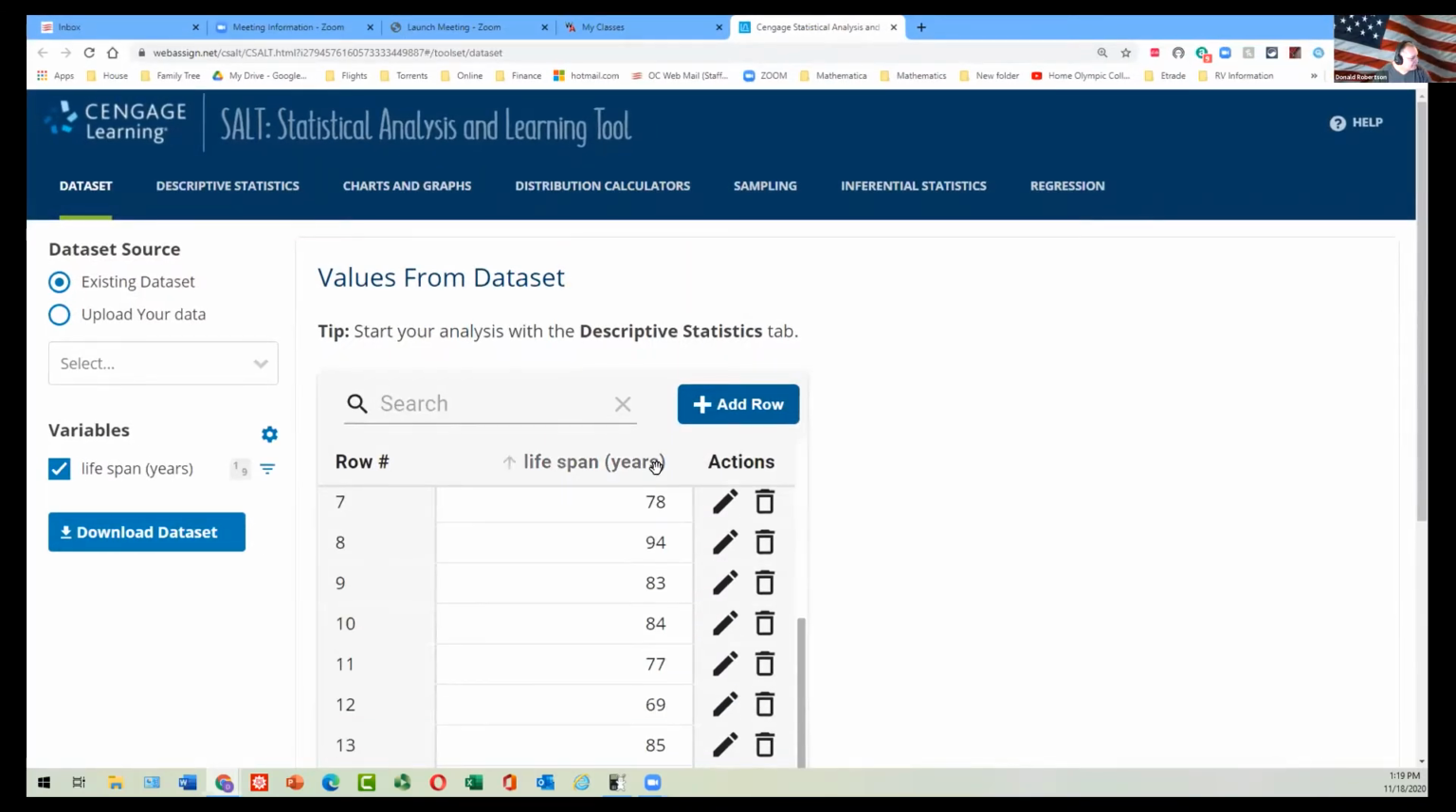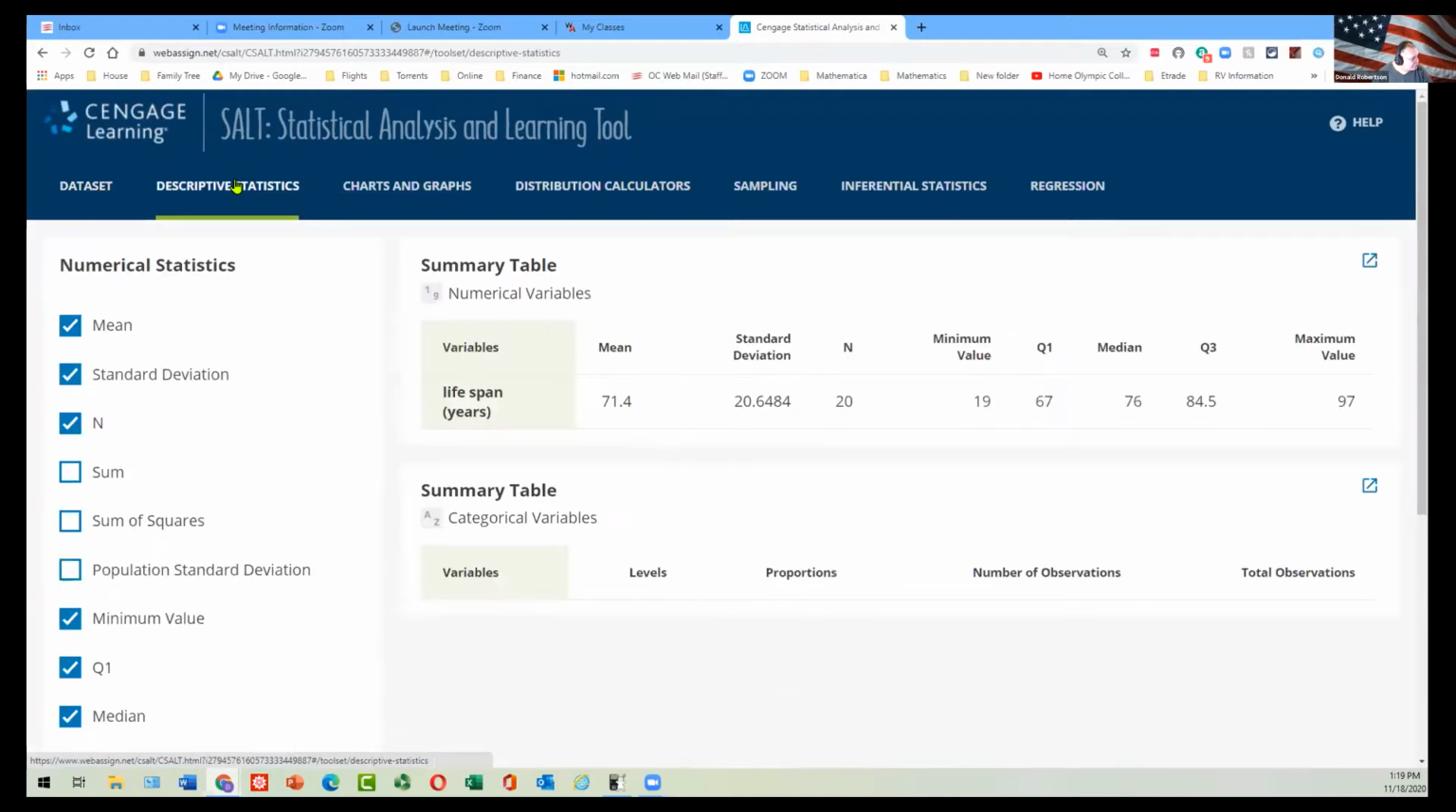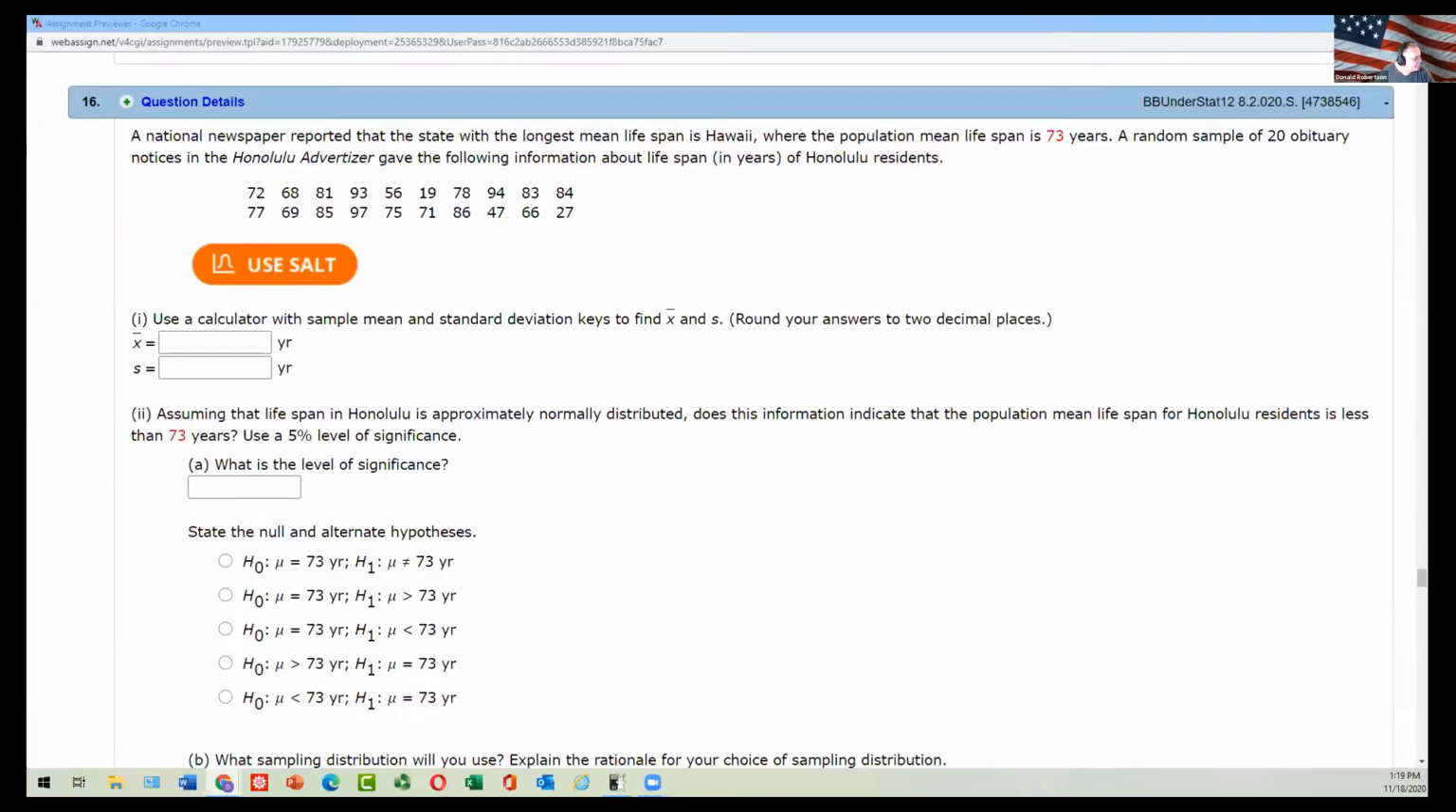There's SALT. There's all the numbers, all 20 of them. Descriptive statistics, and the mean is 71.4, and the standard deviation is about 20.65 to 2 decimal places. So 71.4 and 20.65.